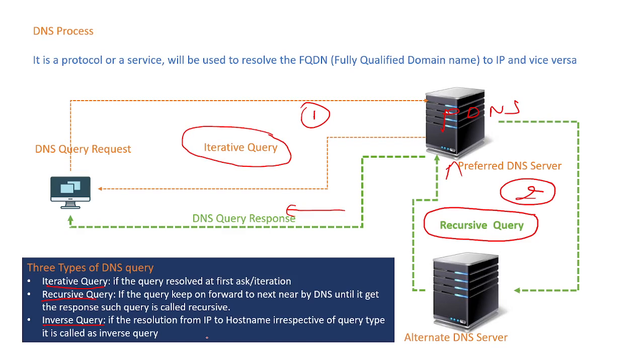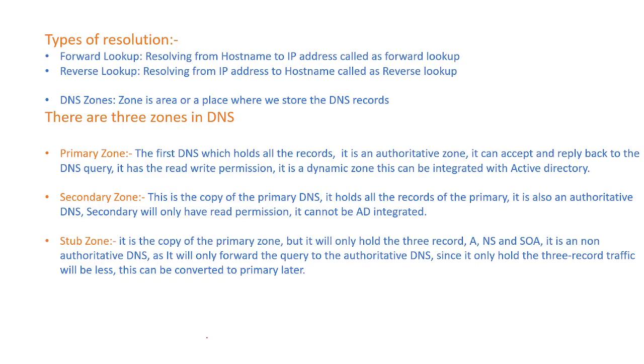Then the last one is inverse. Inverse means no matter whether the query is iterative or recursive, if you are trying to resolve an IP address to host name, such a query we call inverse. Now you learned about three queries. Now we have two types of resolution: forward lookup resolution and reverse lookup resolution. Resolution means you are changing from one value to another value. Here you have a host name and you would like to know the IP address of that host. That we call forward lookup. Reverse lookup means you have an IP address and you would like to know the name of that IP address. That is called reverse lookup.